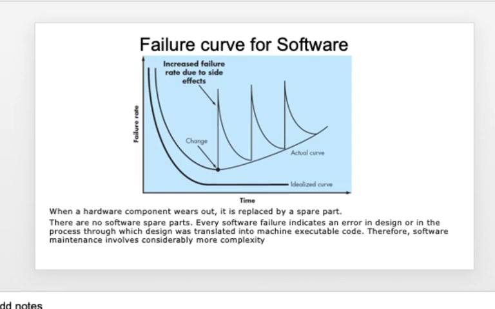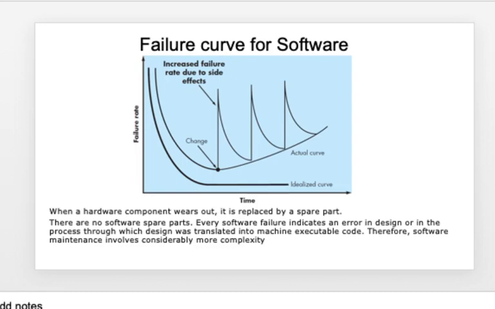On the actual curve, you will probably see certain spikes. These spikes are basically increased failure rates due to what we call a side effect. What is a side effect? Whenever software changes over time, it propagates what is called a side effect to the nearby modules, and those are the spikes that you could see on the diagram.